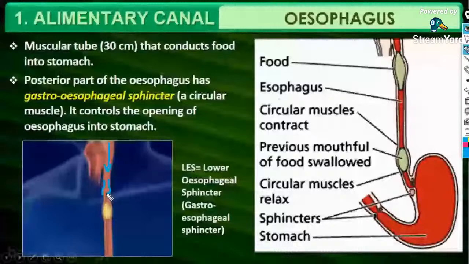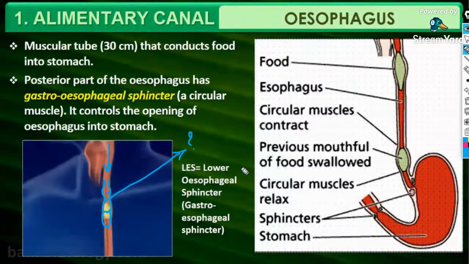This contraction and relaxation, the alternating contraction and relaxation of the esophagus or the alimentary canal, is referred to as what? Absolutely, it is peristalsis. By this movement of peristalsis, the food is pushed downward.